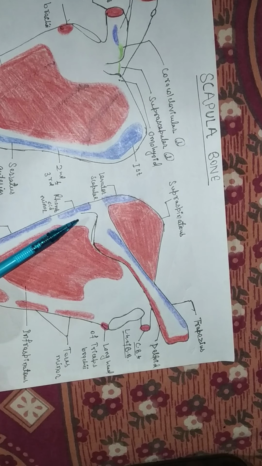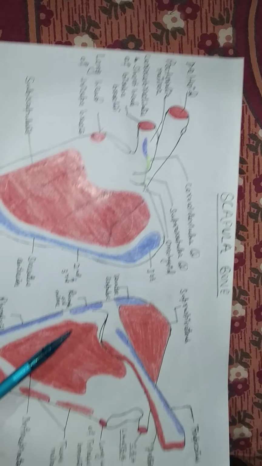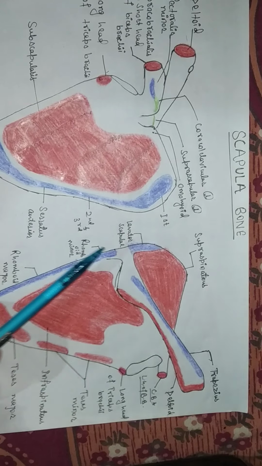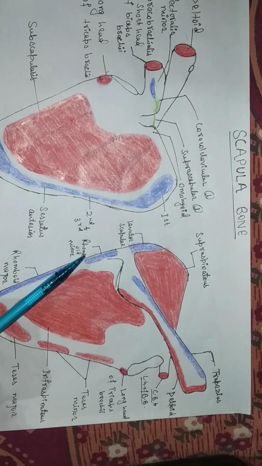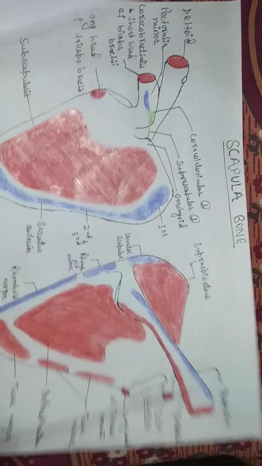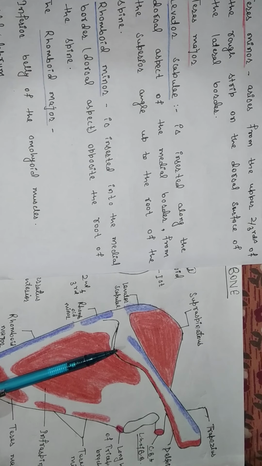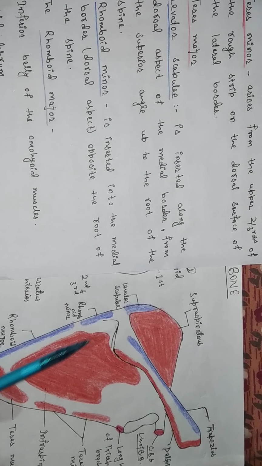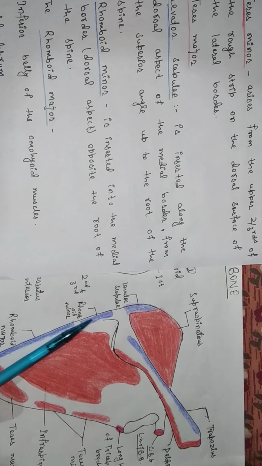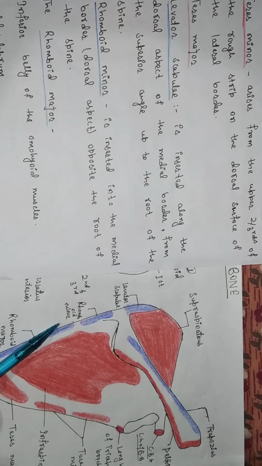After that, rhomboid minor. Here is the rhomboid minor. Rhomboid minor is inserted into the medial border of the dorsal aspect opposite to the root of the spine. This is rhomboid minor, and after that the rhomboid major is inserted.